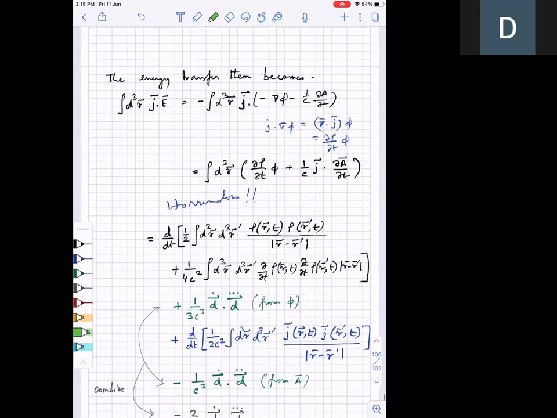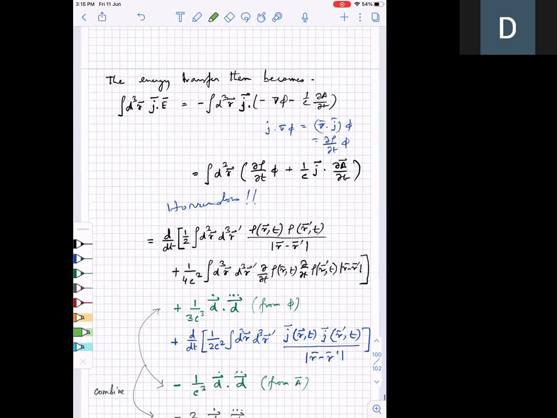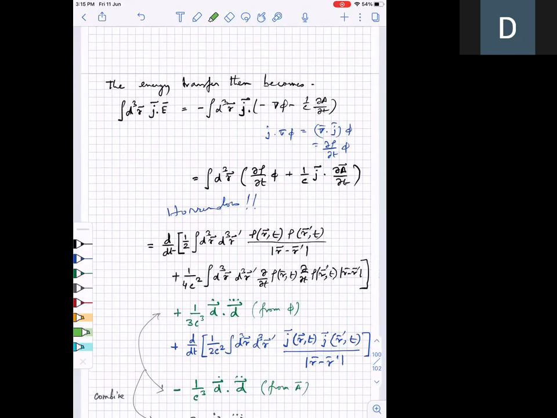So we get this term. So this is what we get. There is a first term, second term, third term, fourth term, fifth term, 5 terms. Okay. There are 5 terms. The first 3 come from phi. The second 2 come from A.